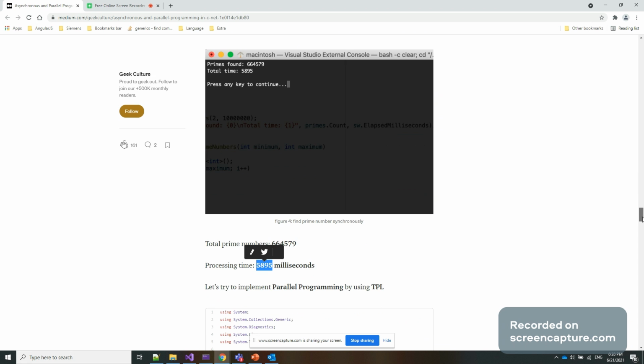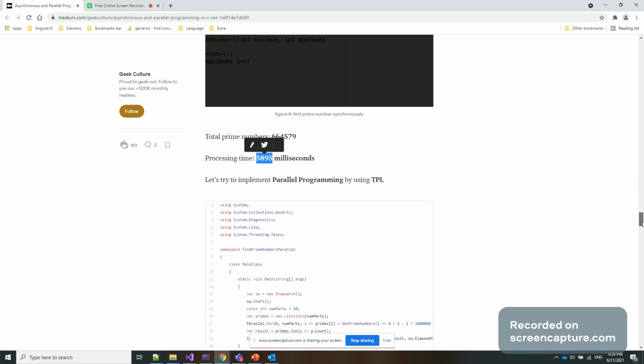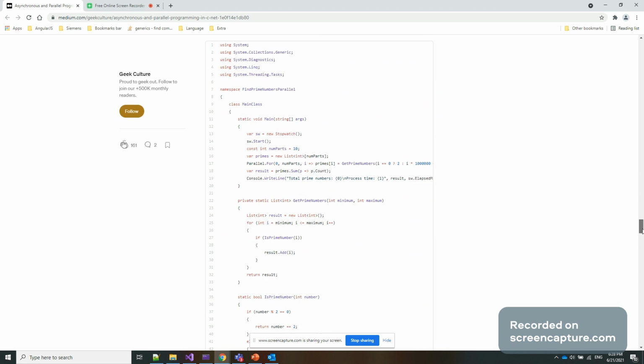The TPL means parallel programming. In the parallel programming, we are using System.Threading.Tasks, and here we are using Parallel.For, and we divided the work into 10 chunks. So we have 10 lakhs of records, and I divided this into 10 chunks. After that we process the chunks one by one.